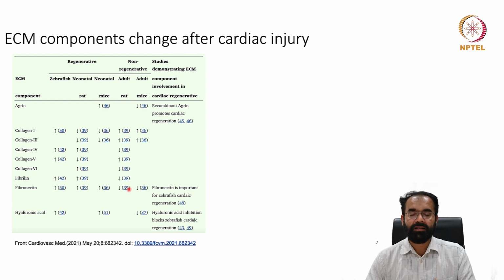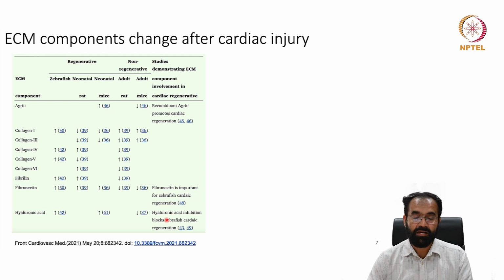So this table in general tells you what are the factors contributing to a regenerative as well as a non-regenerative environment. Now, studies demonstrating the components' involvement in cardiac regeneration. You can see recombinant agrin promotes cardiac regeneration. There is a research publication available. And fibronectin is important for zebrafish cardiac regeneration. There is a research study available. Hyaluronic acid inhibition blocks zebrafish cardiac regeneration.